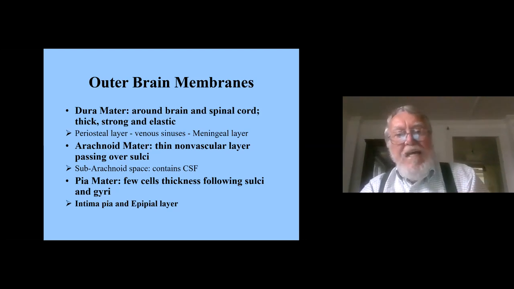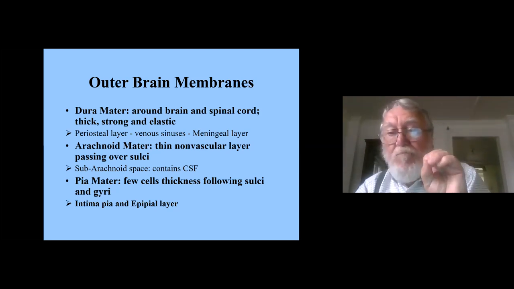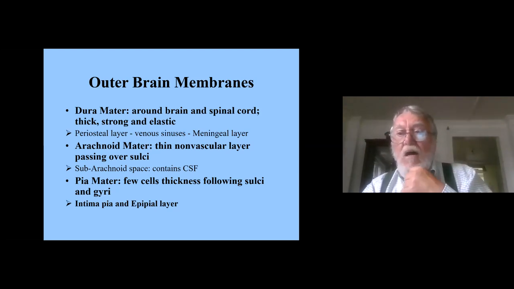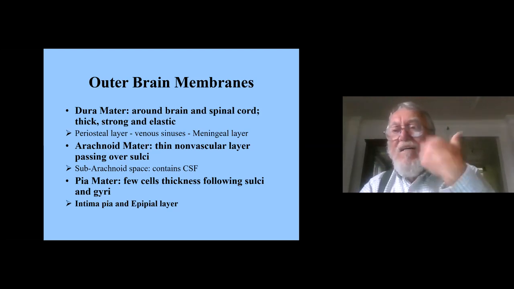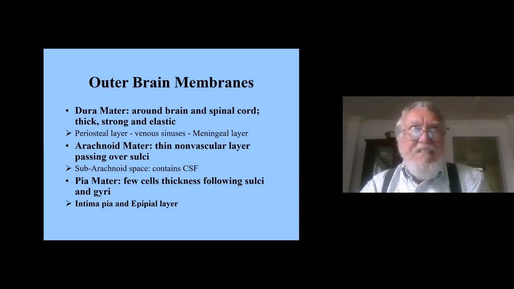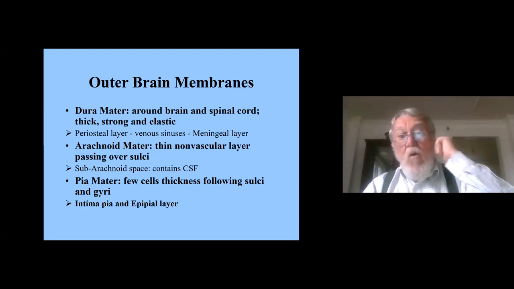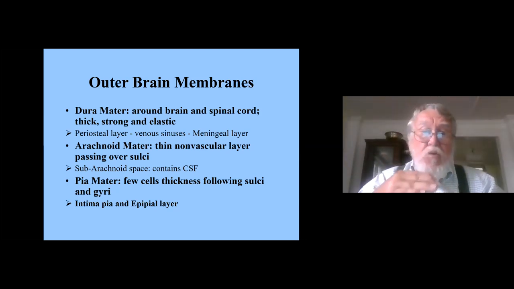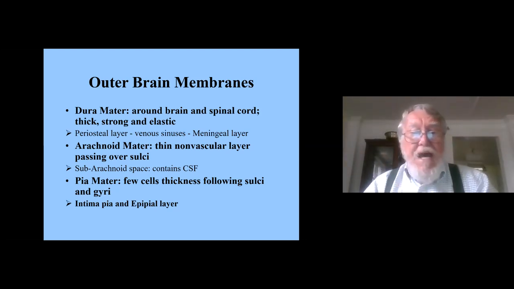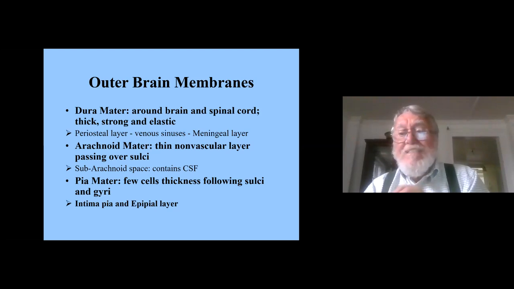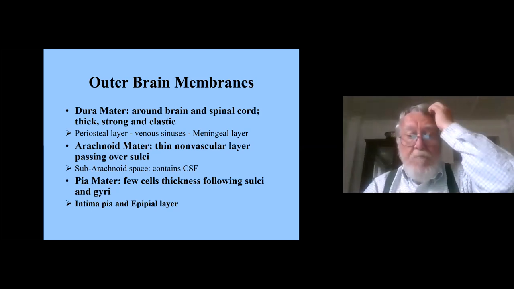Notice, if you look at the space between the dura mater and the arachnoid mater, the periosteal layer, what you have are the venous sinuses. You have blood containing carbon dioxide, et cetera. Whereas the space between the arachnoid mater and the pia mater, the subarachnoid space, contains CSF, or cerebrospinal fluid.